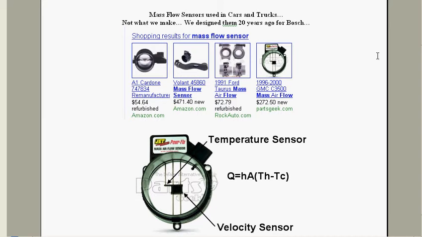So you're looking for mass flow sensors. Let me show you what sensors we don't make. We don't make sensors for cars that go inside of cars and trucks. We designed these for Bosch, and now they're used in almost every car on the market.